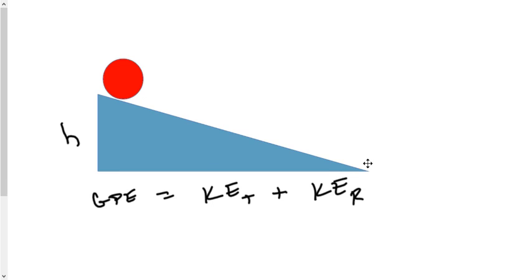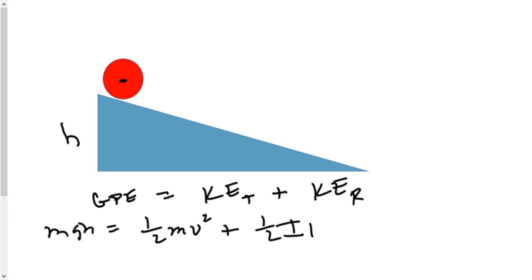So when it gets to the bottom, its center of mass will be located here and moving, but this object will also be rolling. That's why it's got two different types of energy. So then we'll go mgh equals kinetic energy translational, which is 1/2 mv squared, and kinetic energy rotational, which is going to be 1/2 I omega squared.